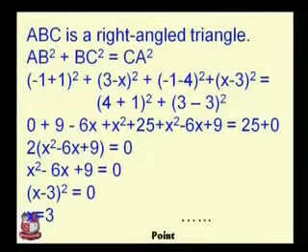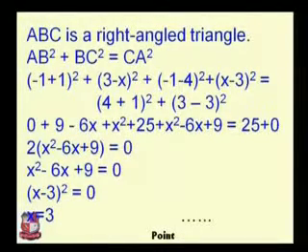Now again using the formula, x square minus 6x plus 9 is equivalent to the right side, (4 + 1), 5 square, we get 25, and plus (3 - 3) whole square, we get 0. So finally we have 25 on both sides.